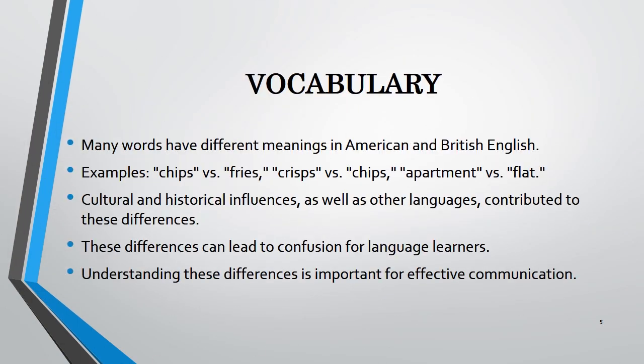Next, let's discuss differences in vocabulary between American and British English. Many words have different meanings in American and British English. For instance, chips in American English refers to thin, crispy slices of potato, while in British English, chips refers to thick, fried potato pieces. Similarly, crisps in British English are thin, crispy potato slices, while in American English, crisps refers to chips made of corn or other grains. These differences in vocabulary can lead to confusion for language learners. Understanding these differences is crucial for effective communication, especially for travelers.